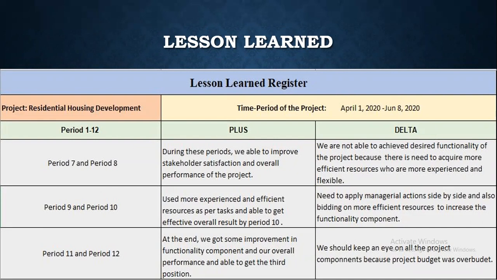So for this purpose, we bid on the most efficient resources for the next period. In the ninth and tenth period, we achieved functionality as well as ranking. We also applied managerial actions side by side on more efficient resources to increase the functionality component. And in the 11th and 12th period, which was the end period of the simulation, at this point we were able to get third position. And also at this point, we have achieved functionality in the project. Next slide. Thank you.